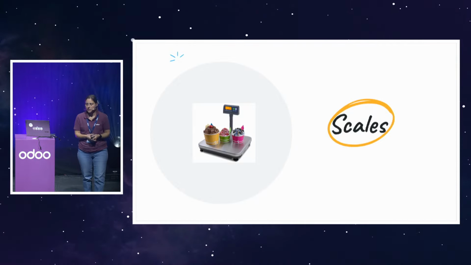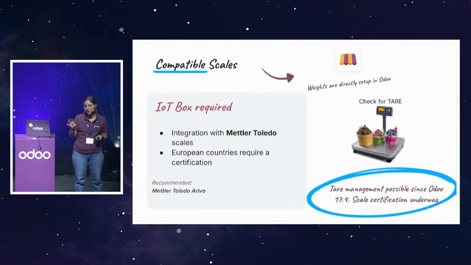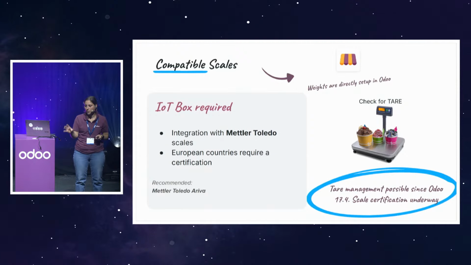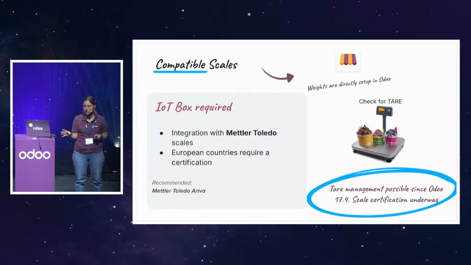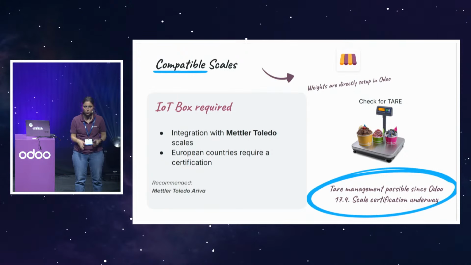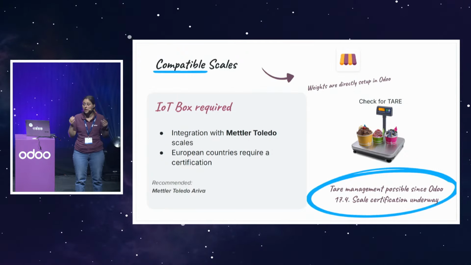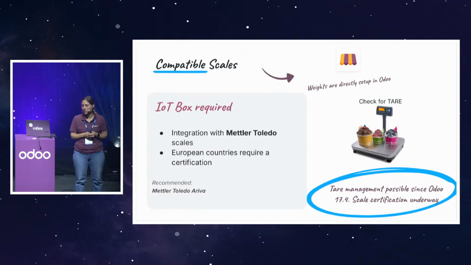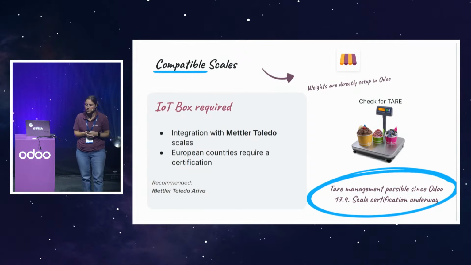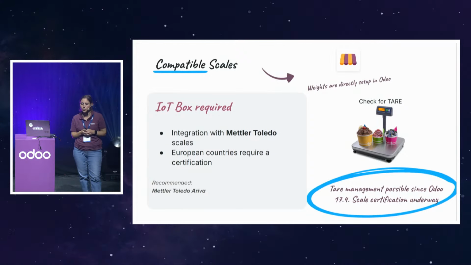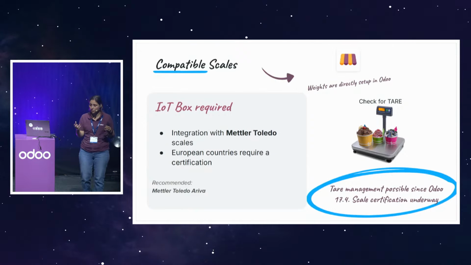Let's move to scales. Scales actually always require an IoT. We are integrated with Mettler Toledo scales, so all the scales of Mettler Toledo should work. We also have a stand here from Mettler Toledo, so don't hesitate to go and see the scales that they propose. And here indeed you do need the IoT.